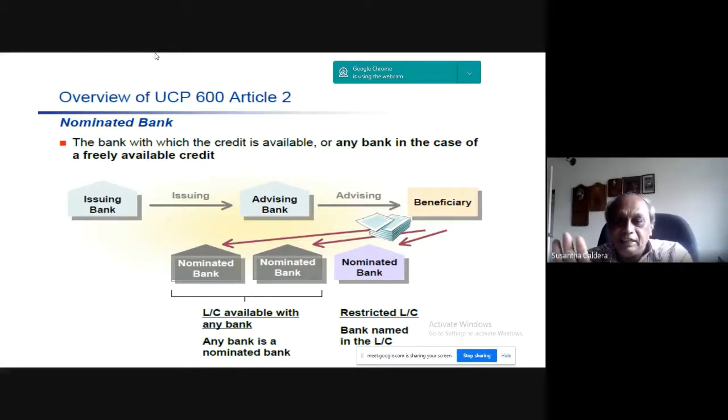They have nominated the commercial bank as the bank, and the LC is restricted, negotiation is restricted to the commercial bank. Can they bypass the commercial bank and go to Bank of Sri Lanka and get it negotiated? What is the question I make?